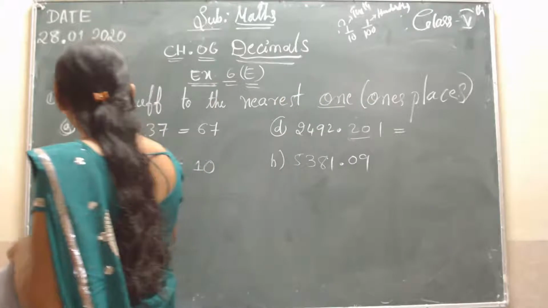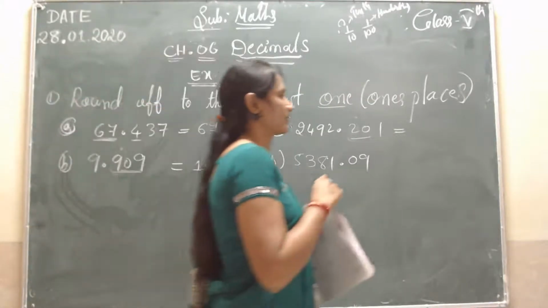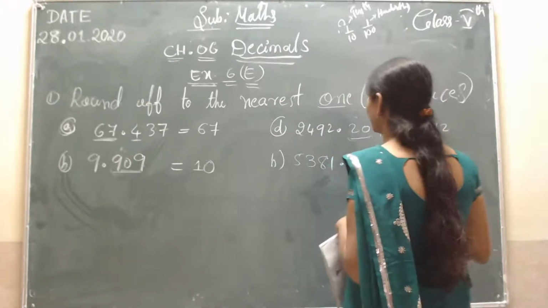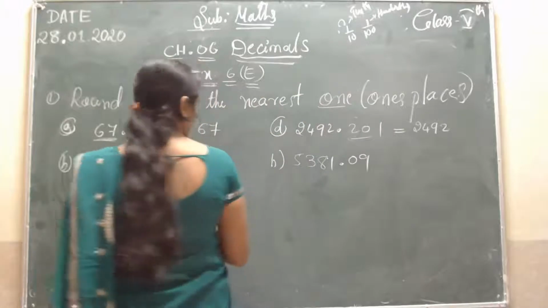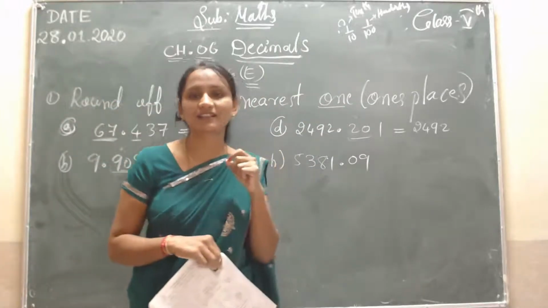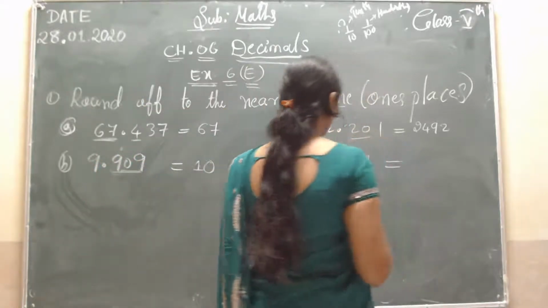Already can you see here your number is 9. So this is a what? 2492 is the nearest, students. So what is the nearest of 2492.301? It means 2492 is the nearest number. Okay, next. So see here students, that is the same.